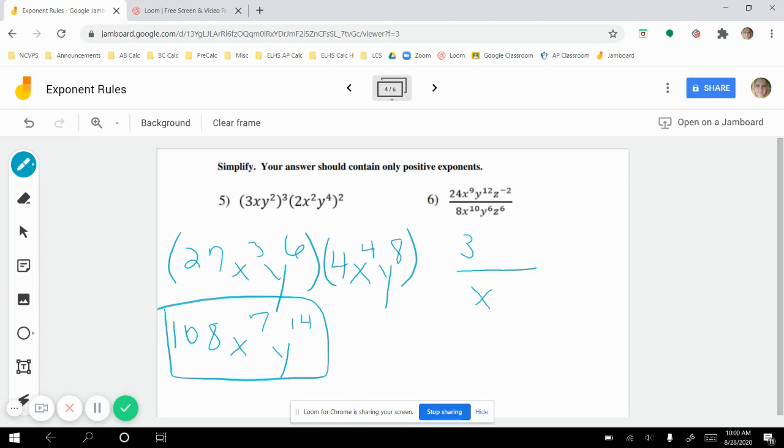Take a look at the y's. We have y to the 12th and y to the 6th. The highest power is on the top, so we're going to leave what's left on the top. 12 minus 6 leaves y to the 6th.